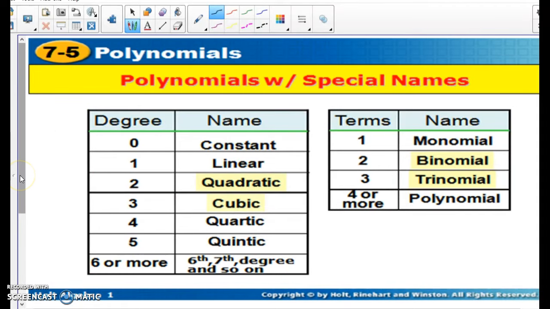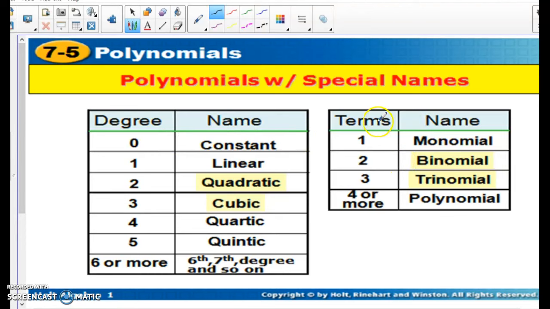This is where the symbol vocab comes into play. So if I have something with a degree of 0, so it's just 7, then that's going to be a constant. If I have like 7x, then it's going to be linear. If I have 7x squared, it's going to be quadratic. If I have 7x cubed, it's going to be cubic, and so on and so on.